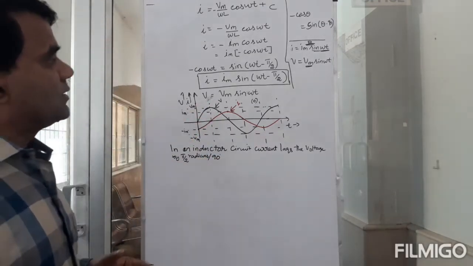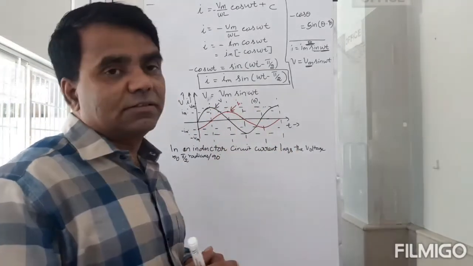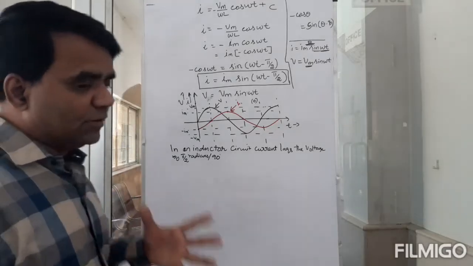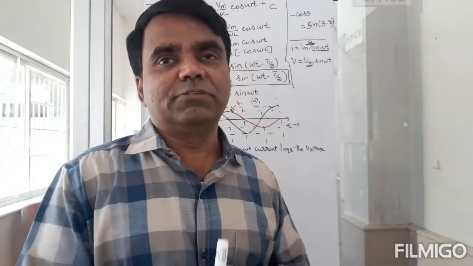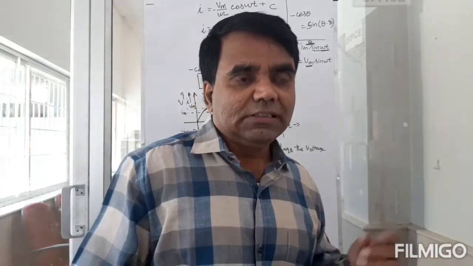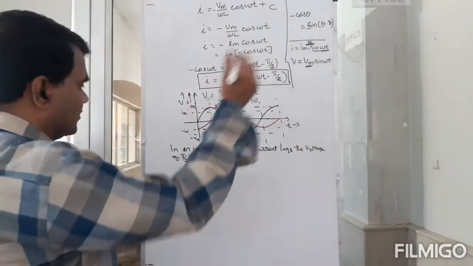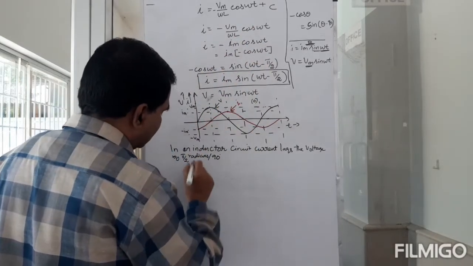If you understand this, then we'll talk about the power in the inductor circuit. So what is power? Again, we have instantaneous power and also the average power. Instantaneous power is the power at that instant, right? We did that for the resistive circuit. Now we're going to do it for the inductive circuit.